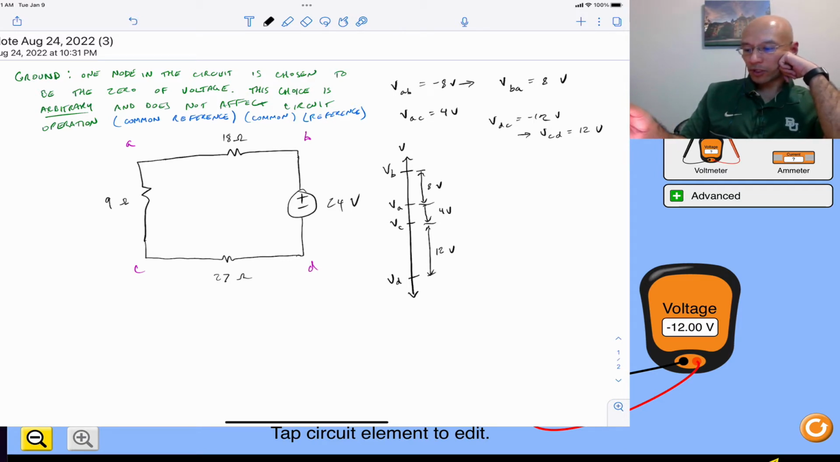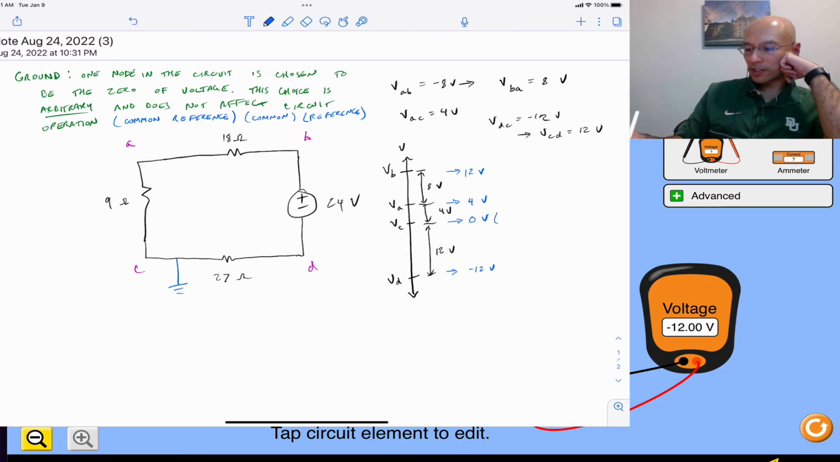So let's say we put ground on node C. So I'll show it like this in blue. And in that case, this VC becomes defined as our 0 volts. Then D, being 12 volts below that, takes the value negative 12 volts. A takes the value 4 volts, and then B would take the value of 12 volts.